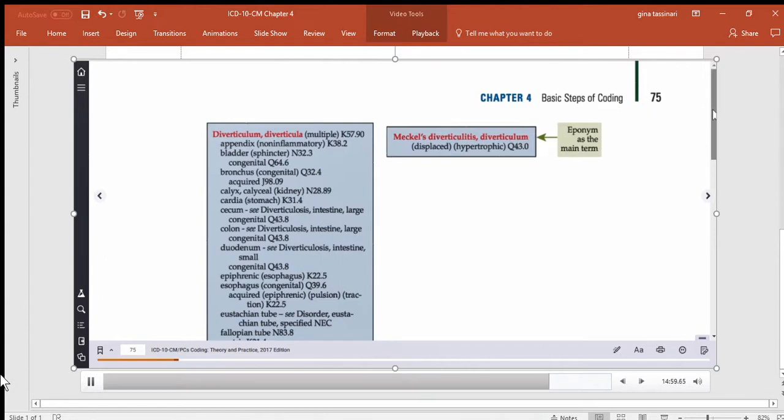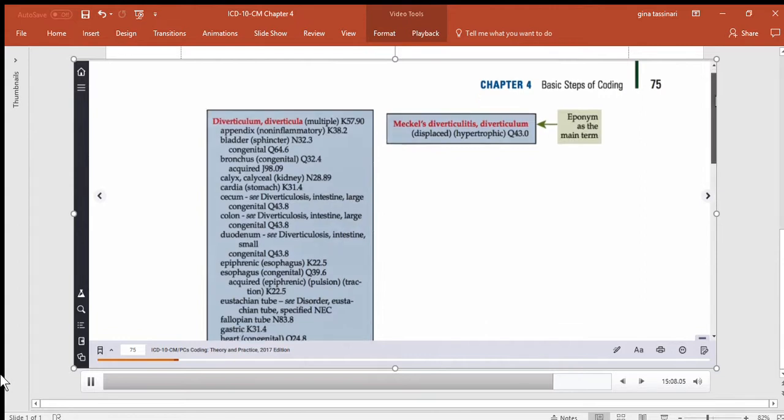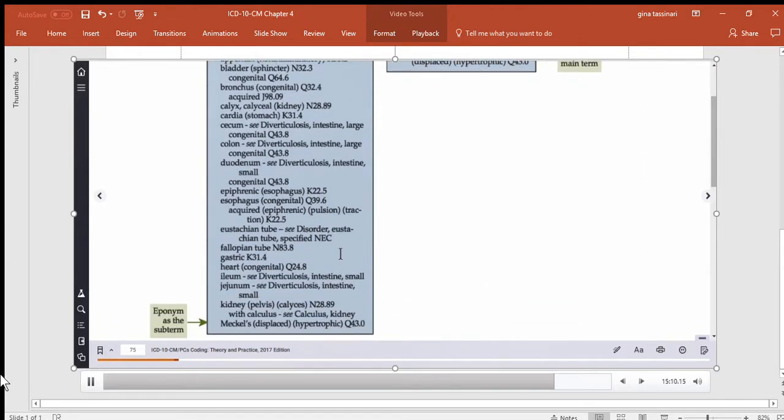Meckel's diverticulitis or diverticulum. Now you see the main term is diverticulum. If we scroll down a little bit further, you will see that Meckel's is a subterm. And then here are some non-essential modifiers. So Meckel's would be Q43.0, and then you would go to the tabular section and look that up.